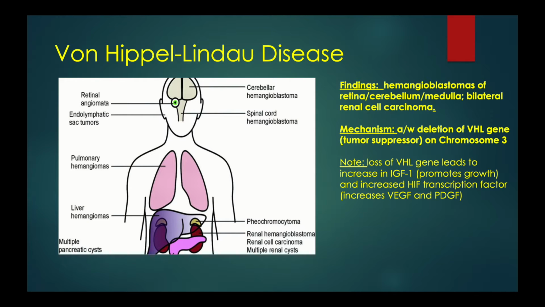Von Hippel-Lindau. The key with this one is it's multiple tumors, and again, von Hippel-Lindau, 3 words, it's on chromosome 3, as you can see there. And the von Hippel-Lindau gene is a tumor suppressor gene, so if you got a deletion of that, what are you going to get? A bunch of tumors.